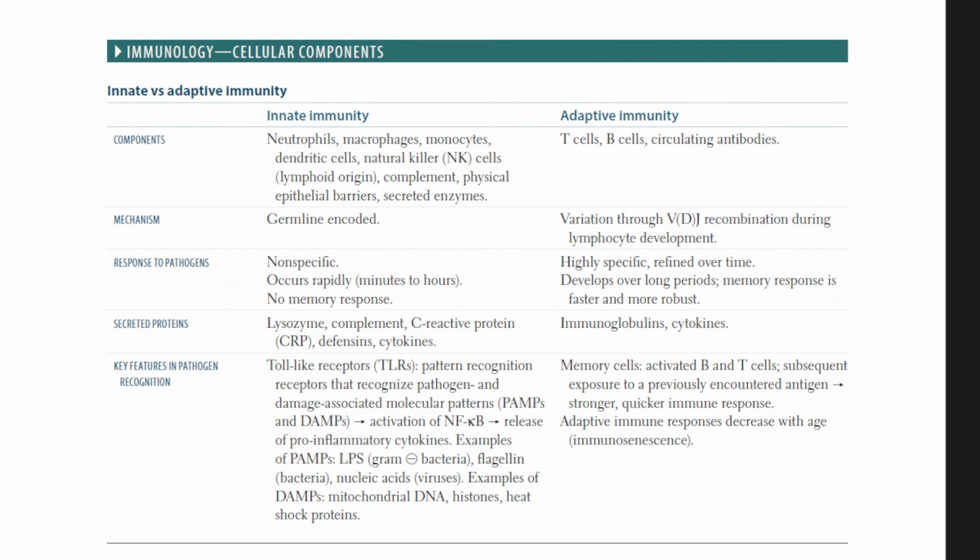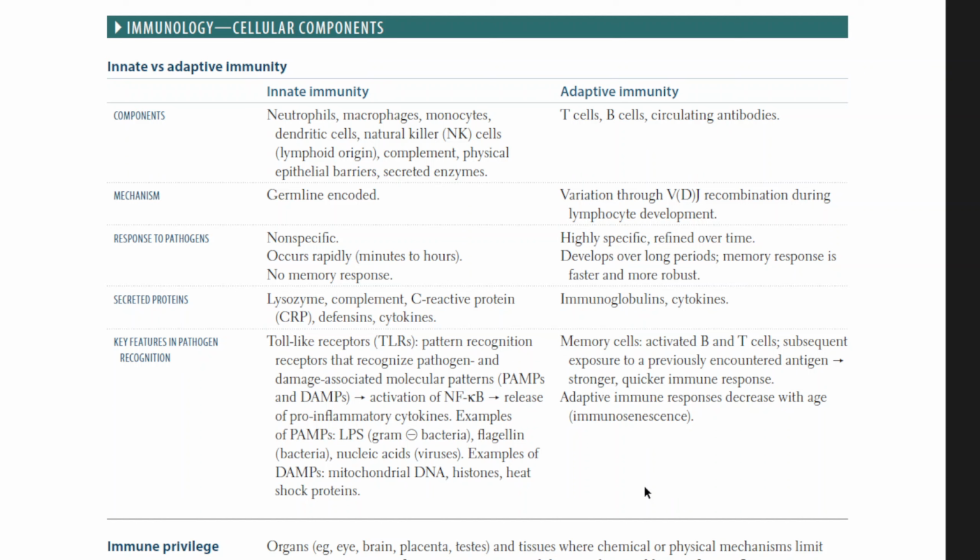Immunology, cellular components. So, innate and adaptive immune. In the innate immune system, the components are neutrophils, macrophages, monocytes, dendritic cells, and natural killer cells, which are lymphoid. We have the complement and physical epithelial barriers like the blood-brain barrier and secreted enzymes. These are all the components: neutrophils, macrophages, monocytes, dendritic cells, natural killers, complement, physical barriers, and enzymes.